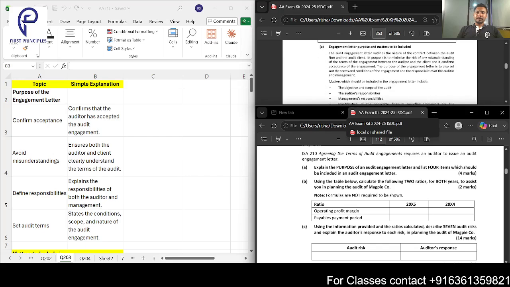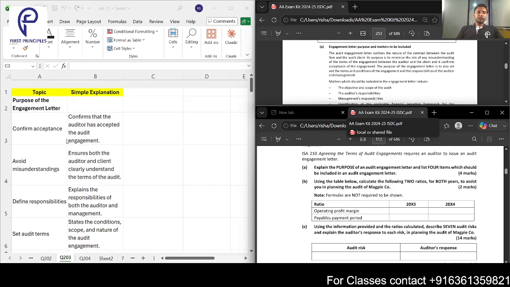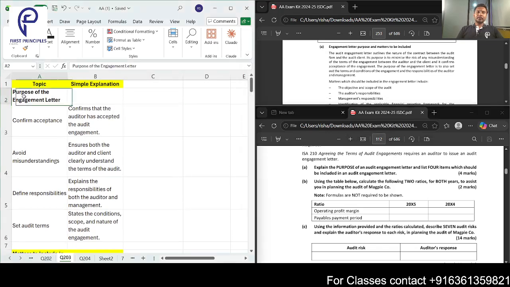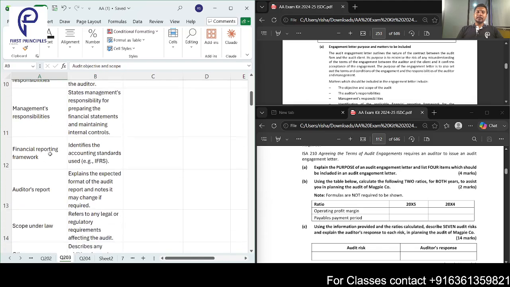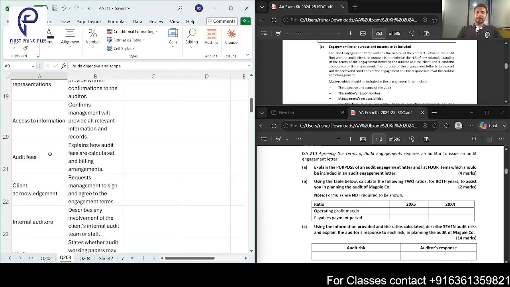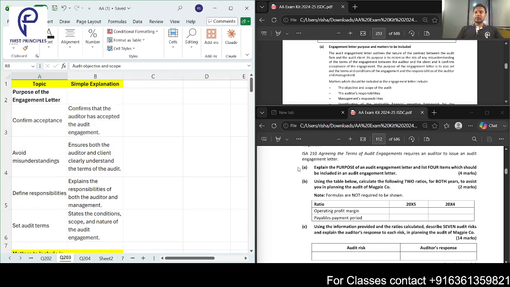Okay, so here is the answer, and I summarized it for you here in a simple way. So two parts I've divided this answer into. First is the purpose of the engagement letter. Second, the matters that should be included in the engagement letter. So these are the two things that we will be studying. You saw the question here, and here I will be explaining the points also, and it will give you a very good understanding.